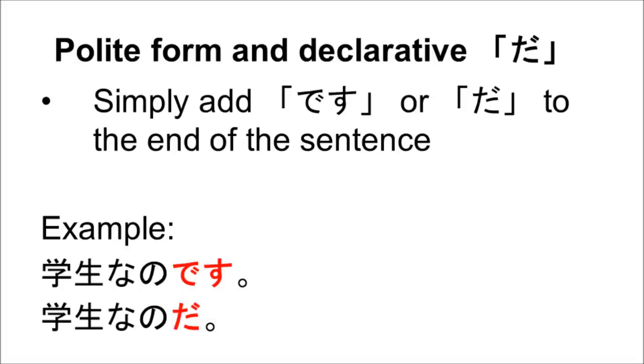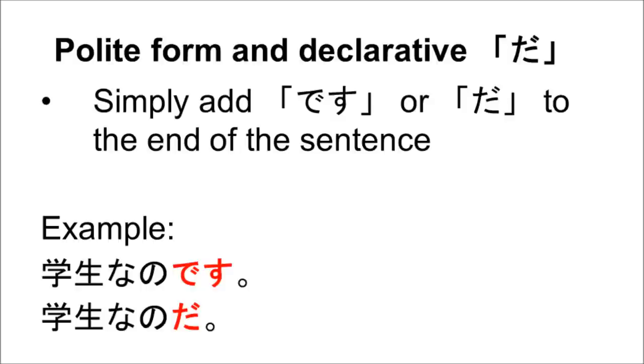Hopefully by now you have a rough idea of what the explanatory no is, so let's take a look at how to use it in polite speech and also for the declarative da. For nouns and adjectives, just as before, we simply need to add des for the polite form and da for the declarative at the end of the sentence. For example, 学生なの becomes 学生なのです in polite form and 学生なのだ for the declarative.